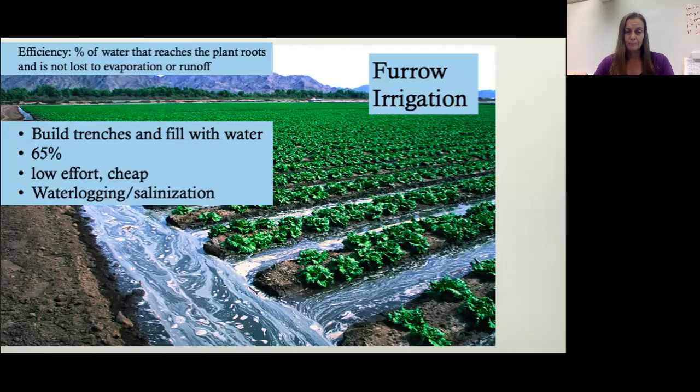And furrow irrigation is only about 65% efficient. That means that 35% of the water that we're using is lost either to runoff or to evaporation. And that water, as we know, is a very precious resource. And so it's not such great efficiency to be losing 35% of it. On the other hand, furrow irrigation doesn't require a lot of effort. It's cheap. Once it's done, you can use it over and over again. However, because you're adding so much water, it does tend to increase both waterlogging and salinization.